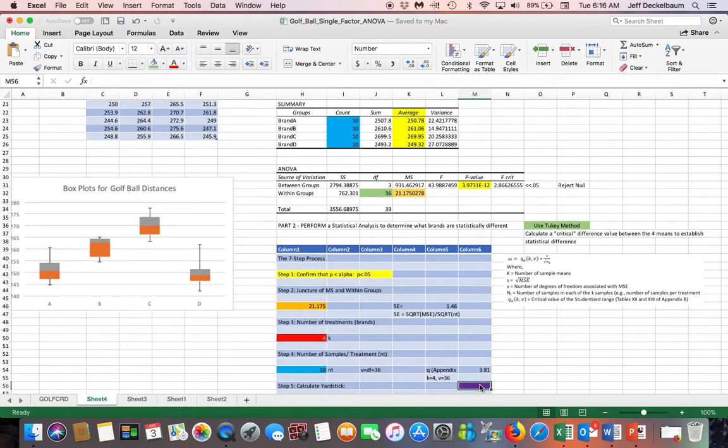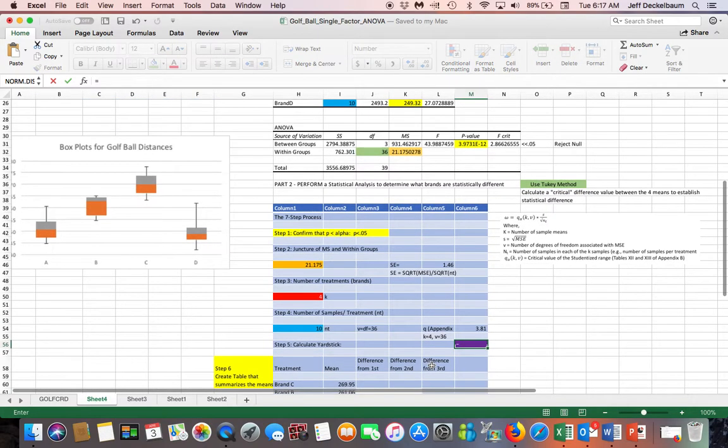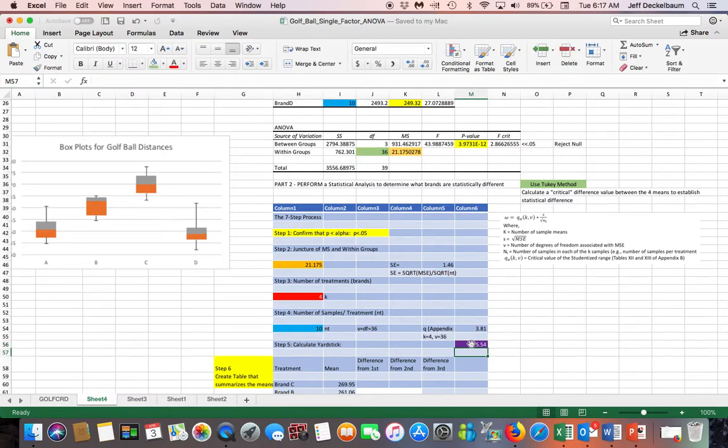In step 5, where we are calculating a yardstick, we multiply the standard error times this Q alpha term. And this 5.54 is the critical difference value between the four means that we will use to establish statistical difference.